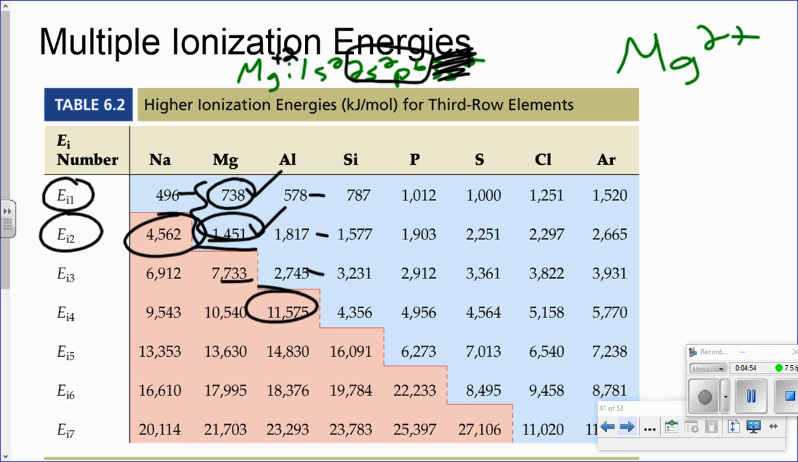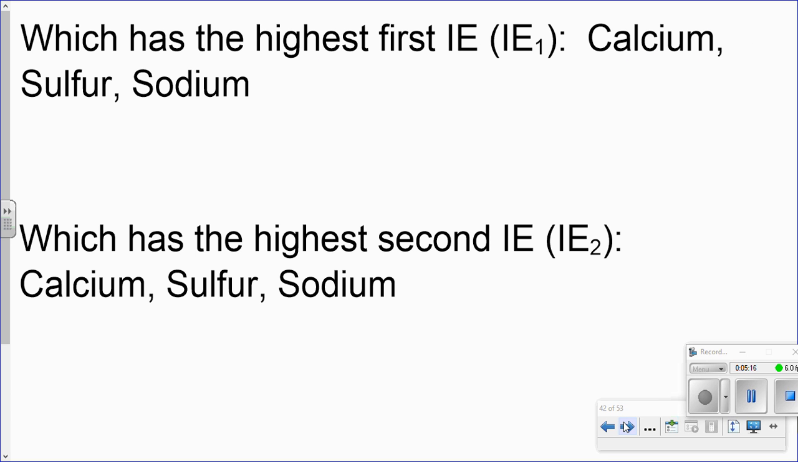Okay, so you might see test questions that have, say, for element X, 5, 10, 15. I'm just making up numbers here. 5 units of energy to lose the first electron, 10 to lose the second, 15 to lose the third one, and then 150. So that would form a +3 ion naturally. Okay, it doesn't want to lose the fourth electron. So those are multiple ionization energies.